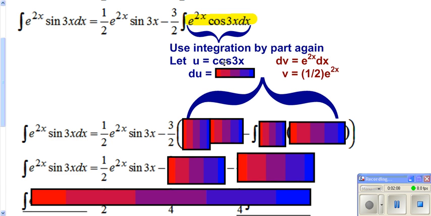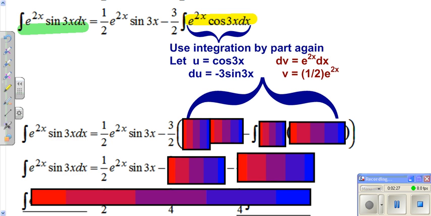Now we have to differentiate this, so we're going to get a negative 3 sine of 3x. The 3 comes from the chain rule, derivative of the inside. So now, just on this highlighted part is where we're doing the integration by parts. This stuff right here, I just brought down. This stuff right here, I just brought down. So now all I'm doing is just integration by parts on this.